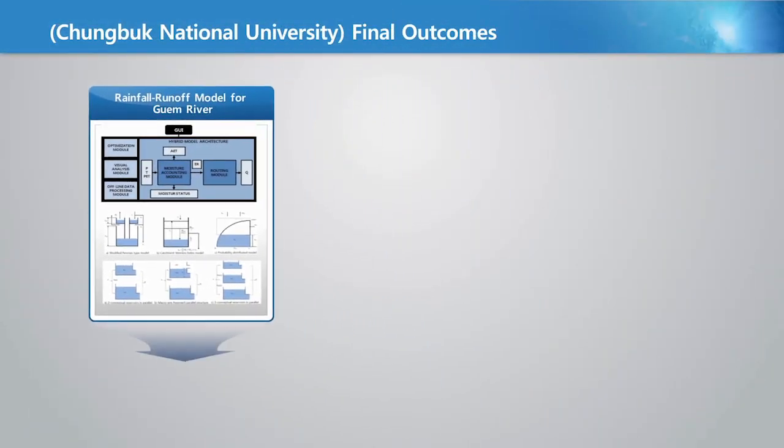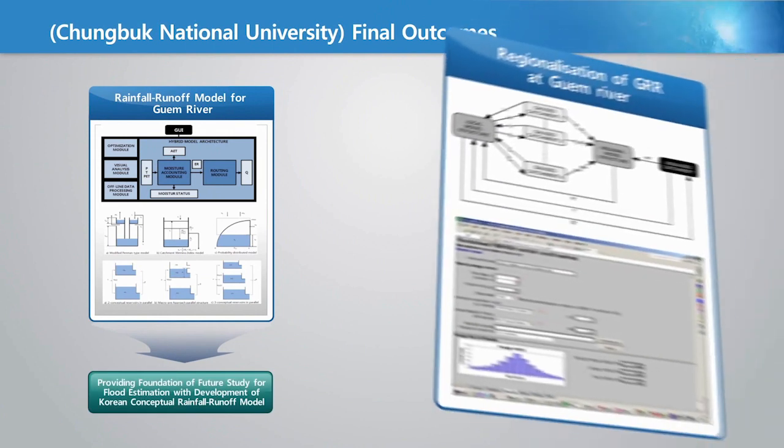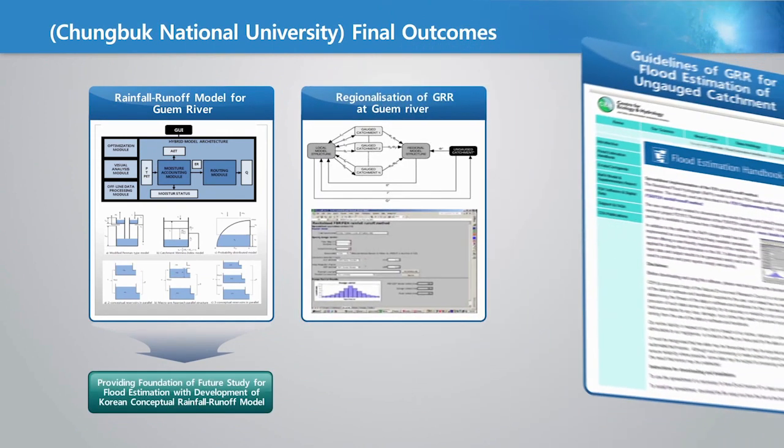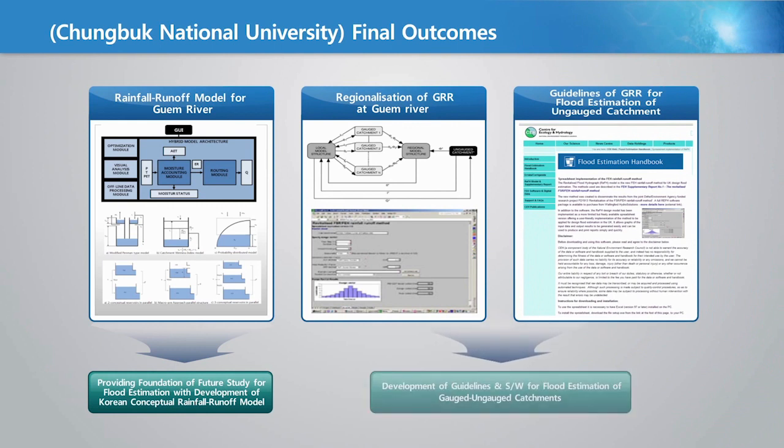A conceptual rainfall runoff model, GRR, represents hydrological processes of Kum River region. Regionalization of GRR model parameters allows to estimate model parameters with catchment characteristics for ungauged catchment, and a manual of GRR for flood estimation. These final outcomes provide a foundation of future flood estimation method of Korean conceptual rainfall runoff model.